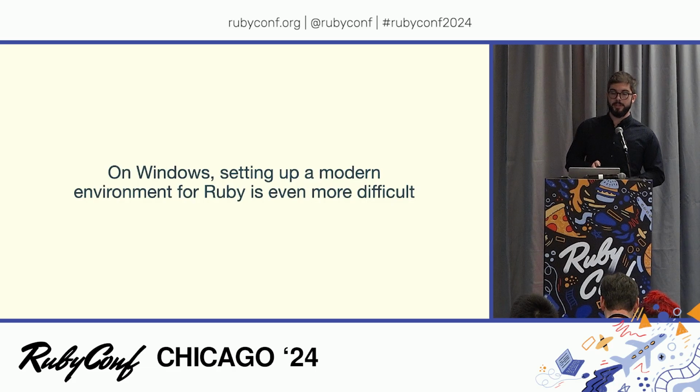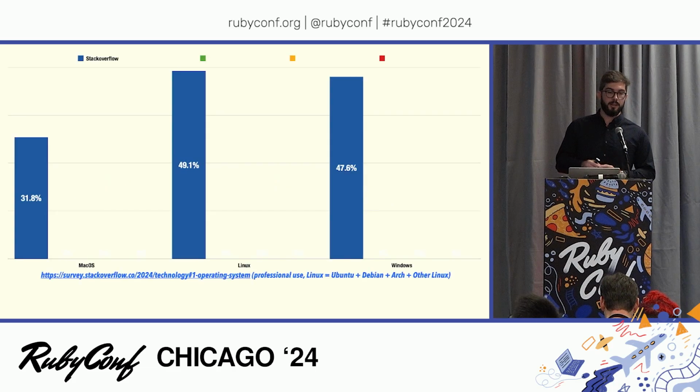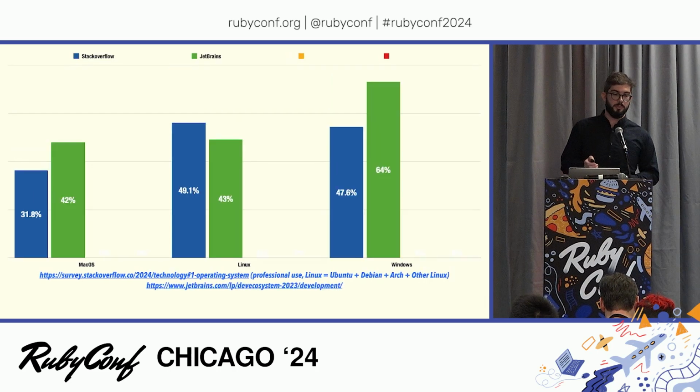Let's take a look at some more statistics. In the latest Stack Overflow survey, professional usage of Windows was at 47%. And the numbers here don't add up to 100 because you could select all of the operating systems that you worked with. JetBrains, which is a company that makes developer tooling and commercial IDEs, they're very good. If you don't know them, check them out. They have their own survey called the State of the Developer Ecosystem. And in their survey, Windows usage was even higher at 64%.